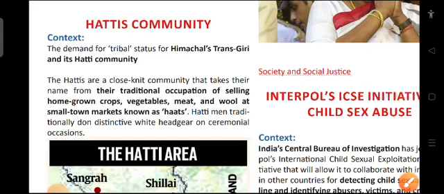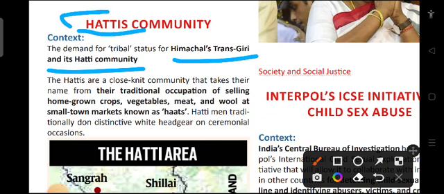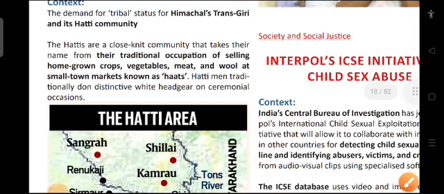Next is Hatti community. What is the context? The demand for tribal status for the Hattis of Himachal's Trans-Giri region. So there is a demand going on for tribal status of this particular community, the Hatti community. The Hattis are a close-knit community that takes their name from the traditional occupation of selling homegrown crops, vegetables, meat and wool at small town markets known as haats. So haats are like markets. These people sell their homegrown crops etc. in their market haats, so they are called Hatti.